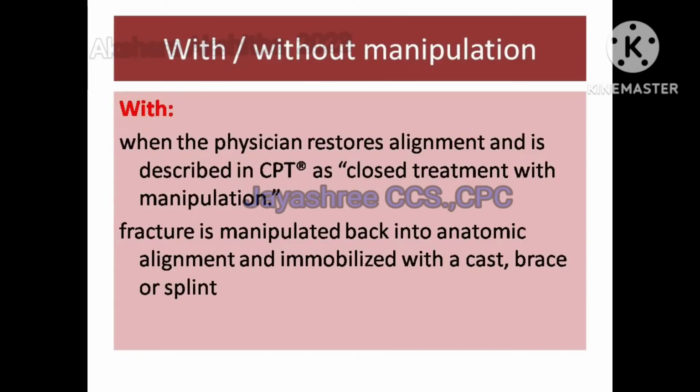Okay, next, what is the meaning of with or without manipulation? With manipulation means the physician restored the alignment manually. So this is called closed treatment with manipulation. The fracture is manipulated back to the anatomical normal position, and they may fix a cast or brace. Without alignment of the bone, we have to consider it as without manipulation.